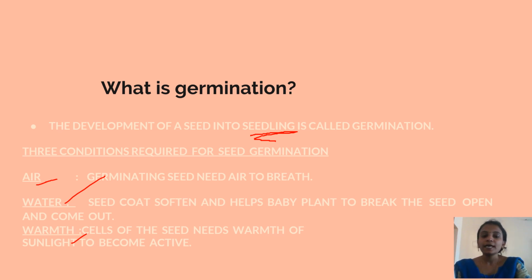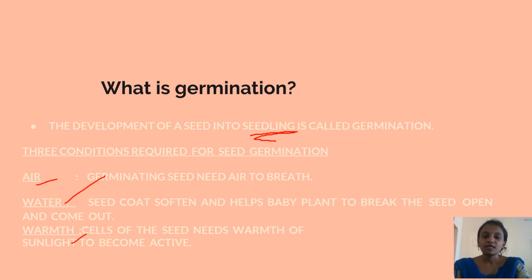Now, air. How is air helpful for the seed to germinate? Germinating seeds need air to breathe. We all need air to breathe, and seeds also need air to breathe. And water: the seed coat softens and helps the baby plant to break the seed open and come out.